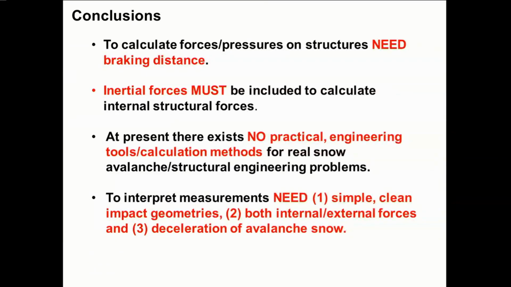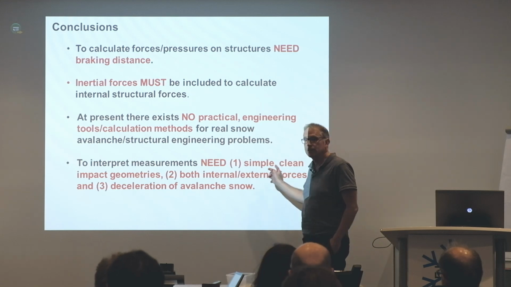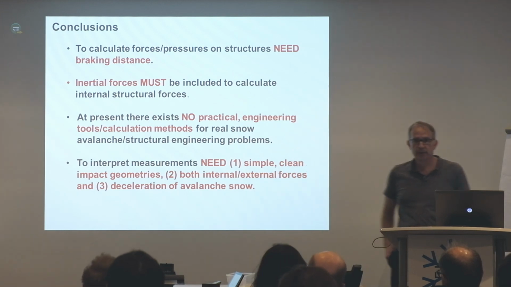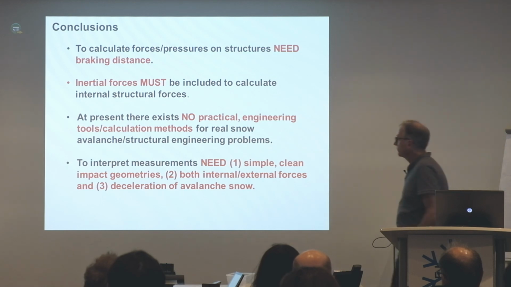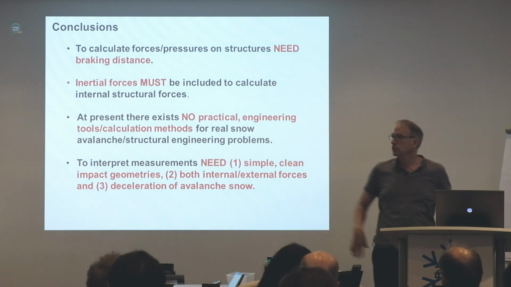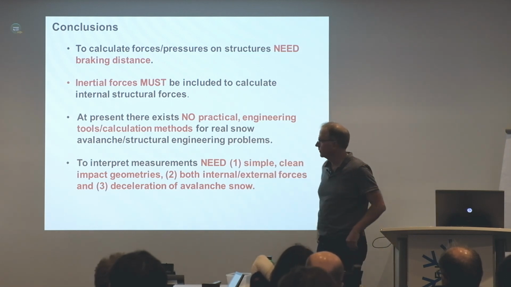And one of the things that we're doing with RAMMS is to try to put in some better calculation tools for the practitioners, based on a lot of what we're doing with these breaking distances, so that at least engineers would have a transparent method of making decisions about what forces they want on their object, and to interpret measurements. Simple, clean impact geometries would help. Measure both the internal and external forces. The French, for example, measure the internal, we measure the external. But when communicating with people, you have to understand the difference between these internal and external forces.